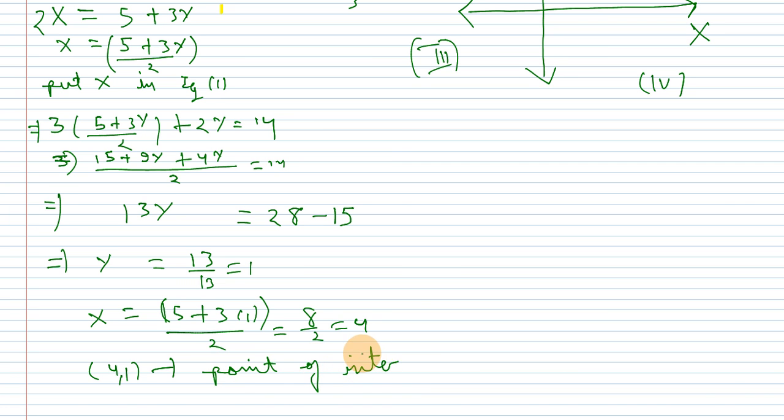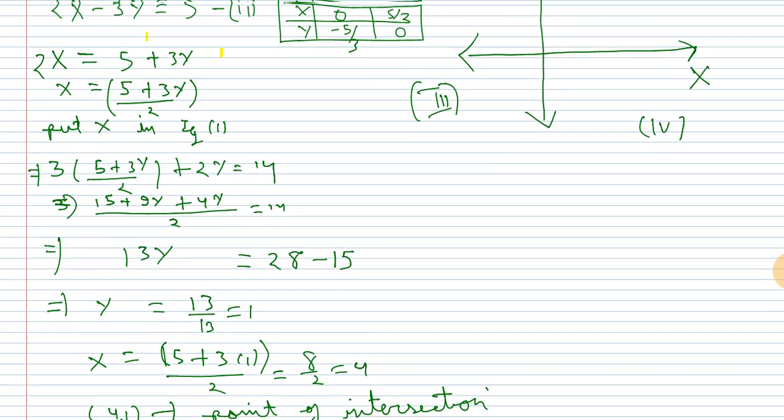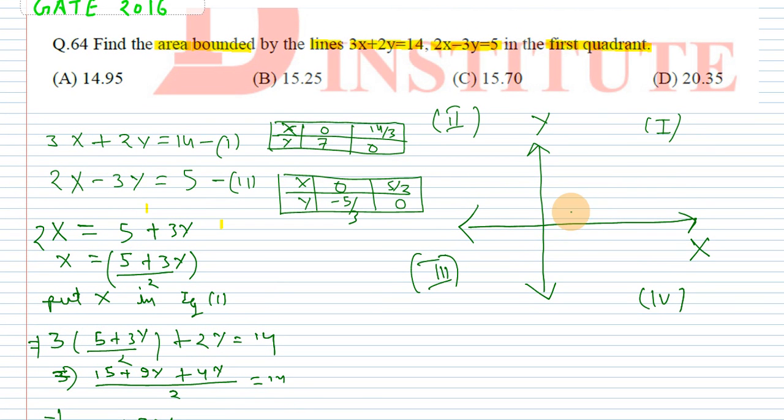And if you look at this coordinate point, then which quadrant is it coming in? That will be coming in the first quadrant. So let's draw this: 1, 2, 3, 4. So 4 is over here, and suppose this is 1, so (4, 1) will be coming over here. Okay, now let's draw the other points.